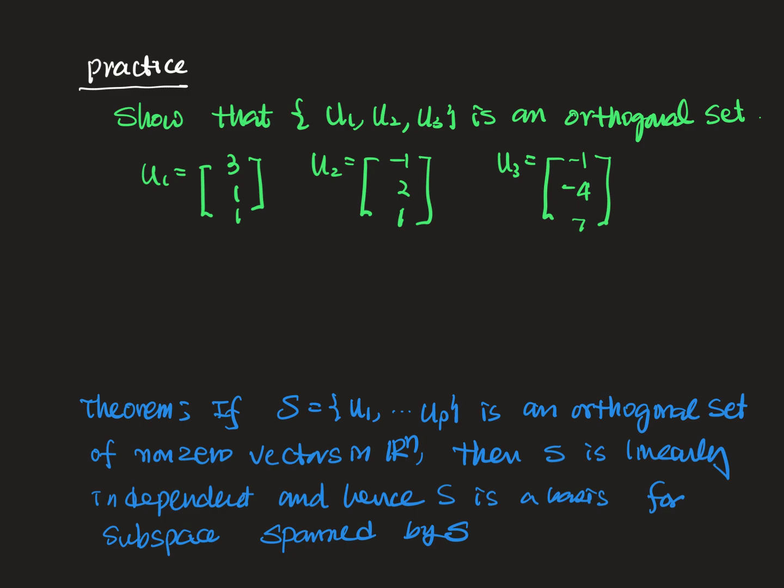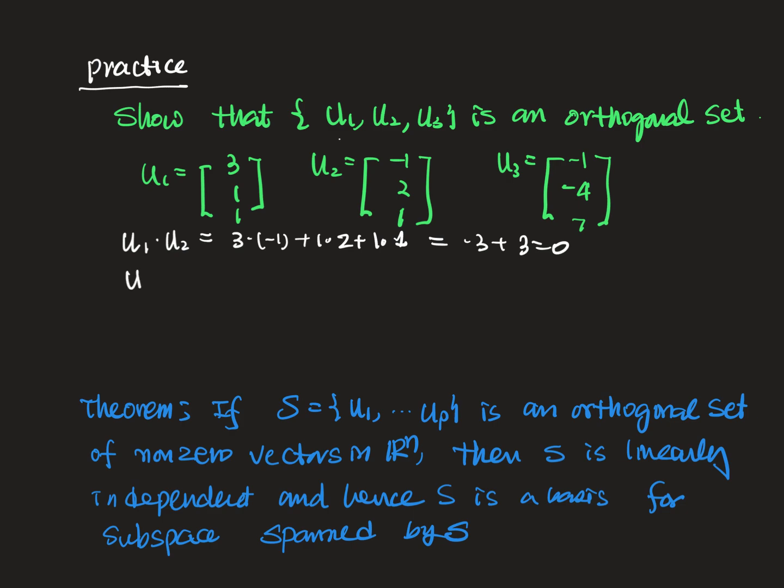Here is another practice. I'm going to give three vectors. This is an orthogonal set, and we have to prove it. So how can we prove it? Same thing. u1 times u2 inner product: 3 times negative 1, 1 times 2, 1 times 1. That's going to be negative 3 plus 3 equals 0.